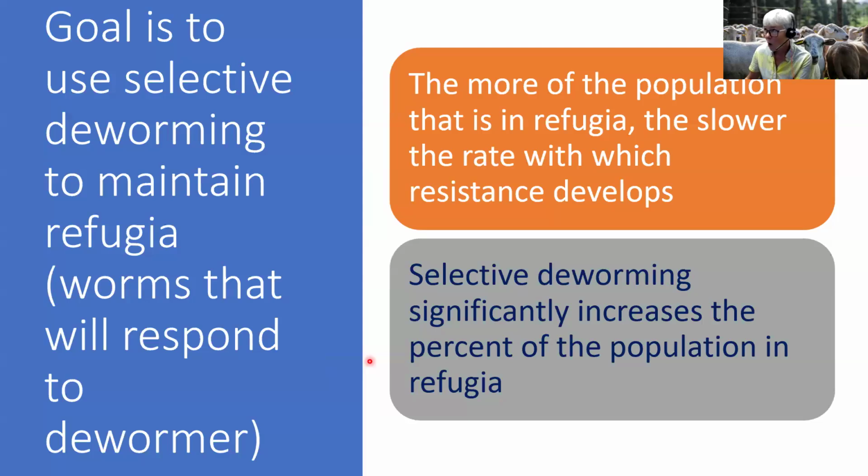If the worms are already completely resistant to the dewormer, none of this is really going to matter at all. So we're making an assumption that we've got some worms that will respond either to the dewormer or some of the alternatives that I'll present in a few minutes.